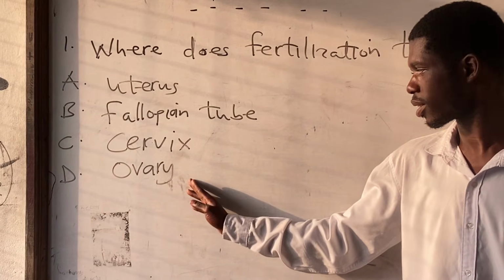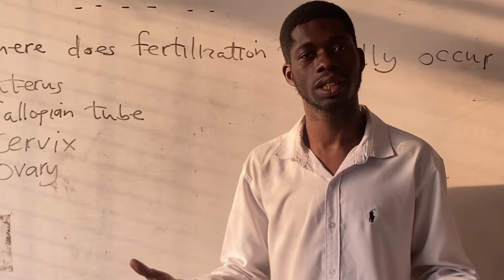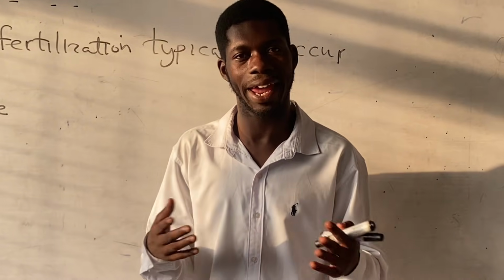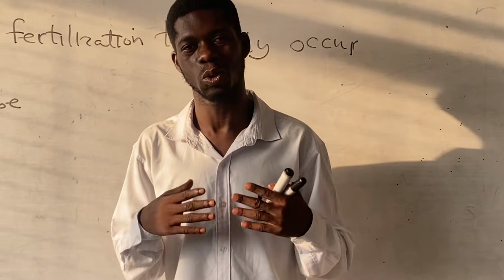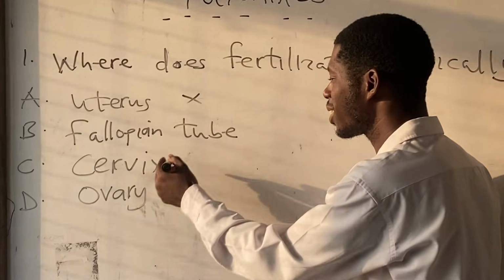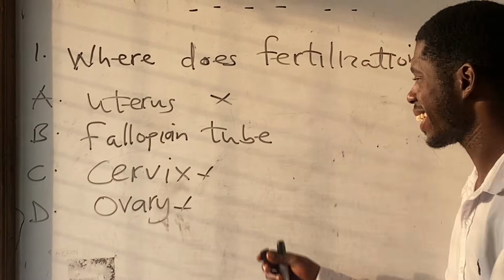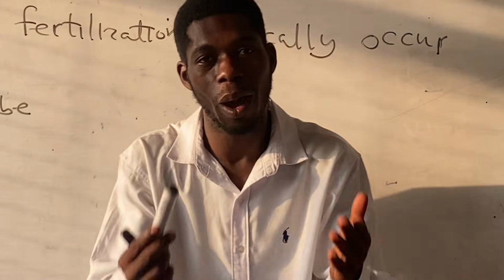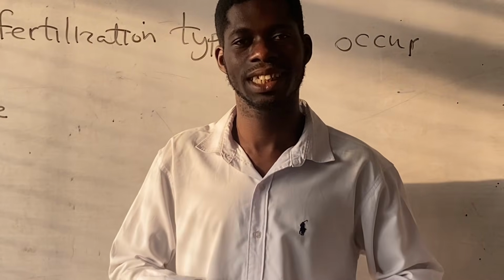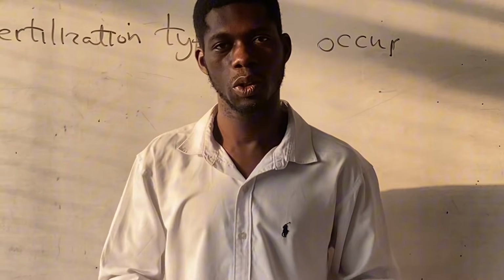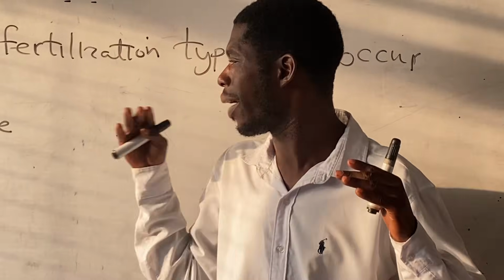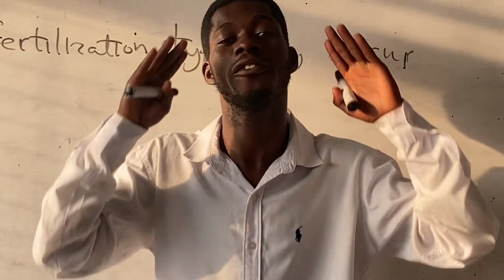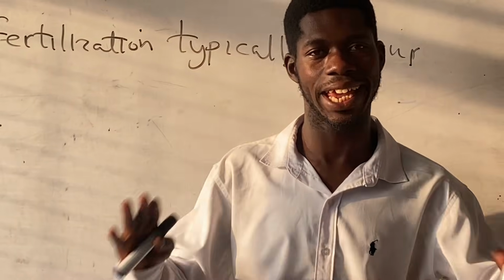The ovary, they produce hormones, and it also helps in the production of the egg. So it's not the ovary. Let's come to the fallopian tube. The fallopian tube is the place where fertilization first takes place before it will move to the womb. So the right answer for this question is the fallopian tube.